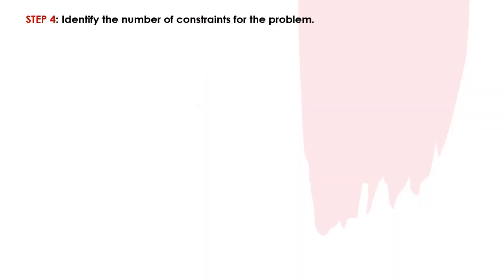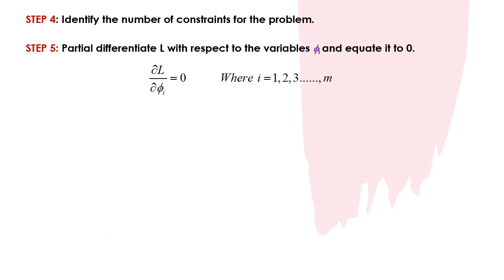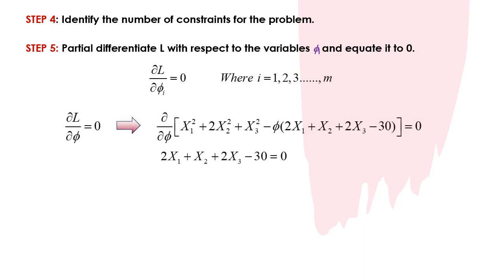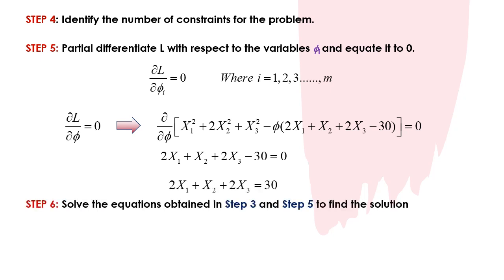Next is step 4, identifying the number of constraints. You have only one constraint, m. So m is equal to 1. So step 5, partially differentiate with respect to the constraint. So I have to partially differentiate dou L by dou phi and equate it to 0. Which means I will get 2x1 plus x2 plus 2x3 minus 30 is equal to 0. So next I will go for the solving step, which is step 6.